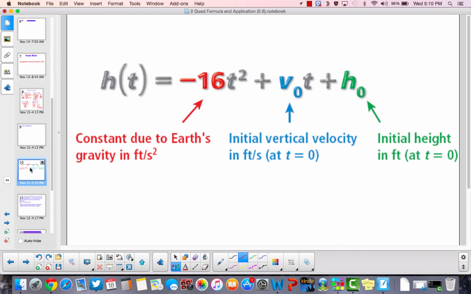Back before Thanksgiving break, we talked about application of quadratics, and we had this equation, negative 16t squared plus v sub 0 t plus h sub 0. The problems that we did then factored, and so we could solve. The problems that we're going to do now will not factor, but we could still solve because we have the quadratic formula.